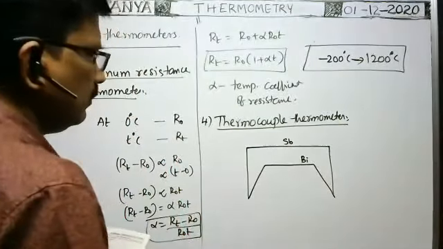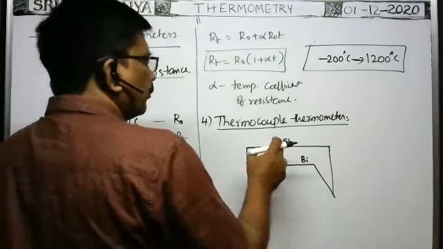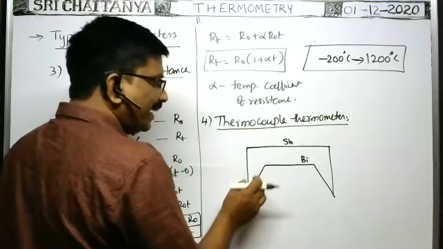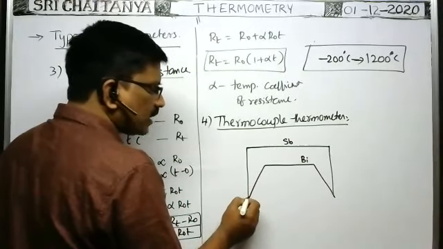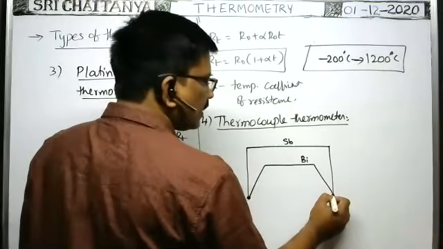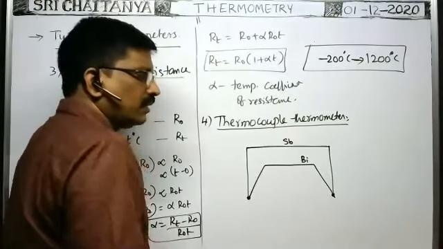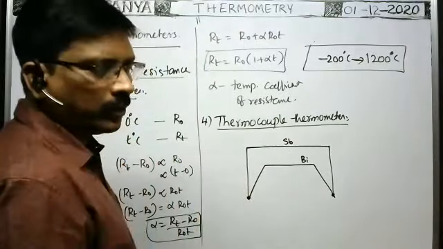Antimony and bismuth. Okay. Here, by means of two metal wires made of different metals, their ends are joined together so that two junctions are formed. This is one junction, this is another junction. Then this arrangement is called the thermocouple.